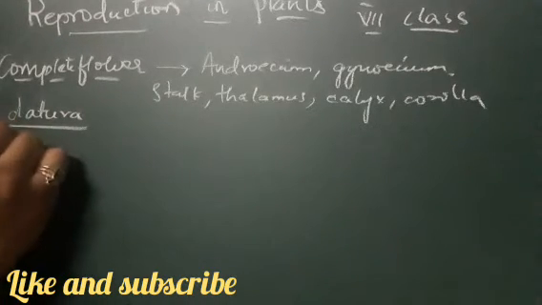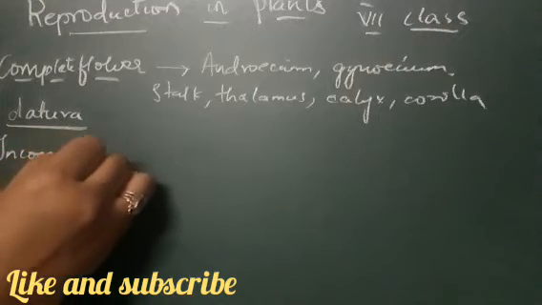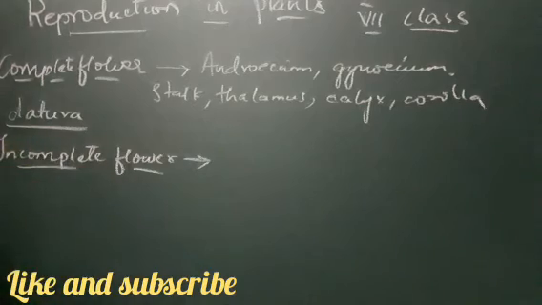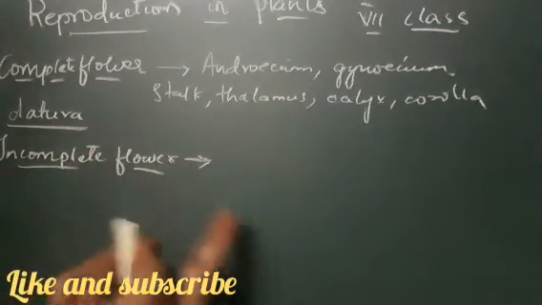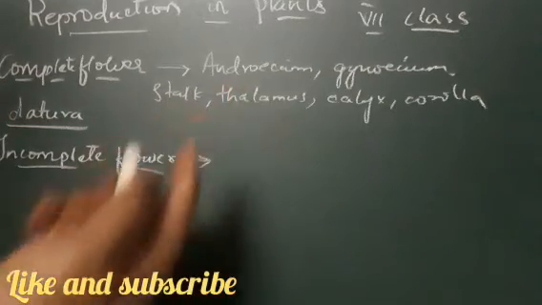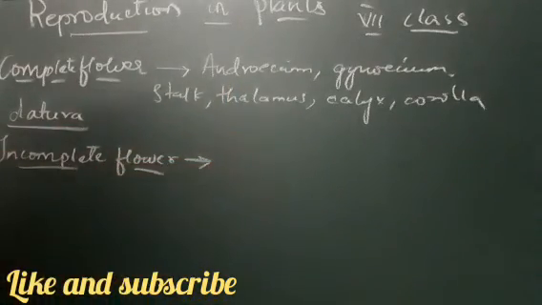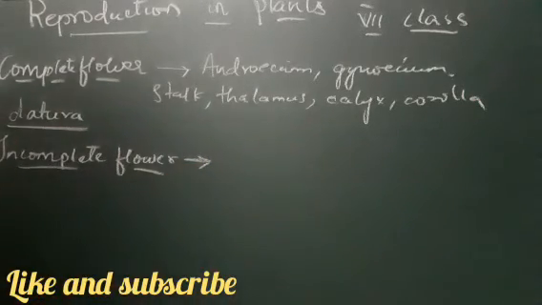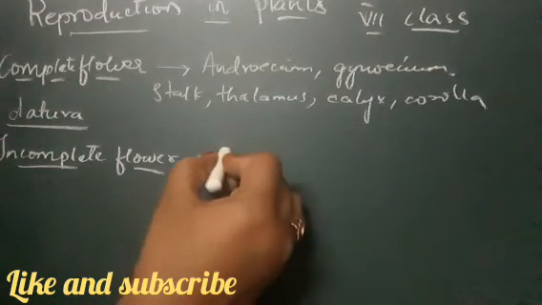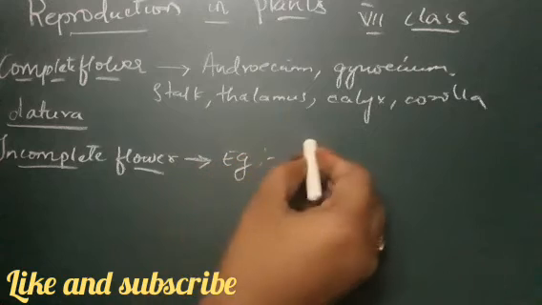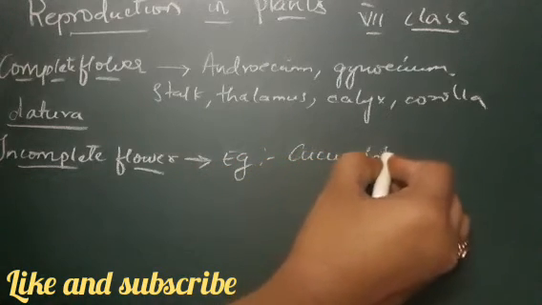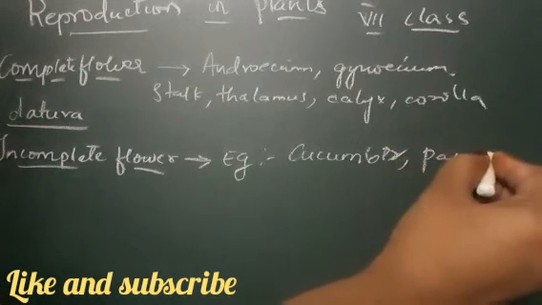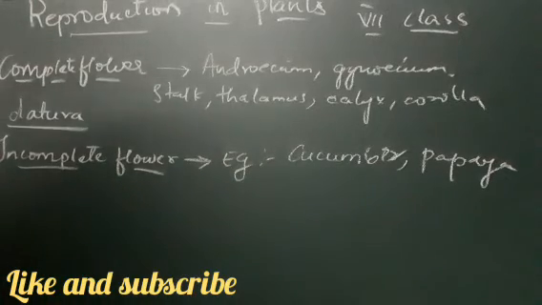If we go with incomplete flower, then from the sentence about complete flower, you can understand what I mean by incomplete flower. Incomplete flower means some part of the flower will be missing. It may not have androecium, or gynoecium, or stalk, or thalamus, or calyx or corolla; one or the other part will be missing. Examples are cucumber, which you all know, bottle gourd, or papaya. All these are examples of incomplete flower.